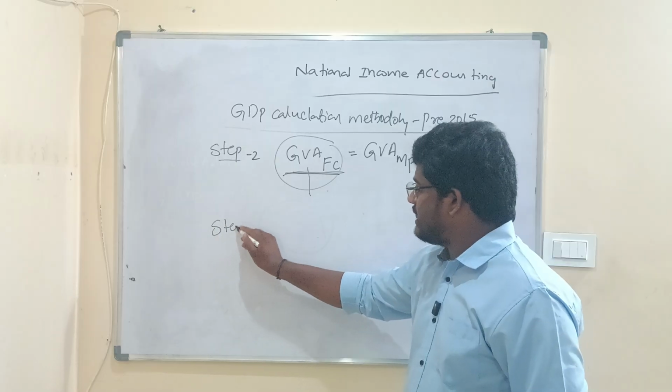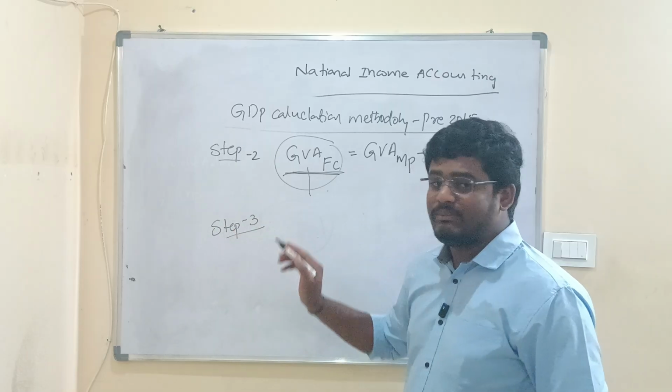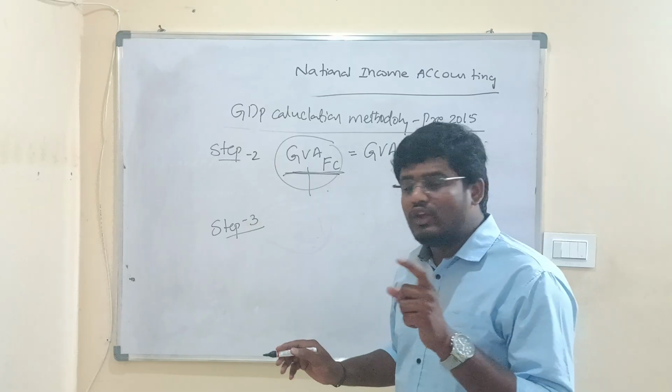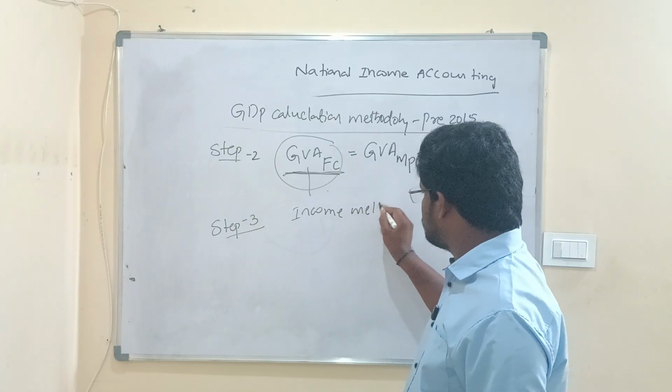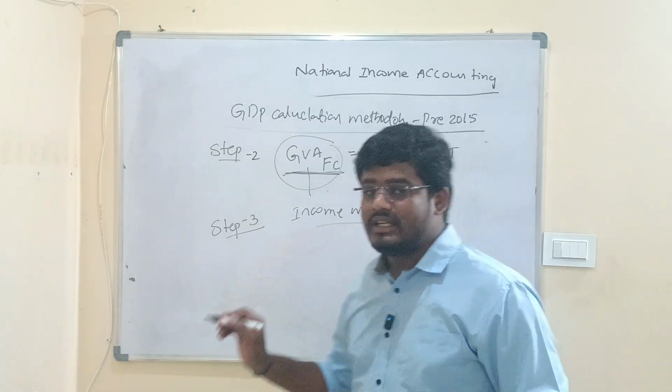Now look at step 3. What is step 3? In step 3 we use the income method. So the income method is being used. Now why is the income method being used?